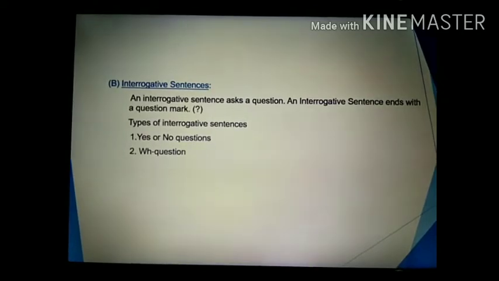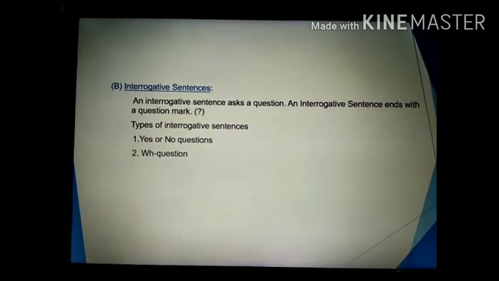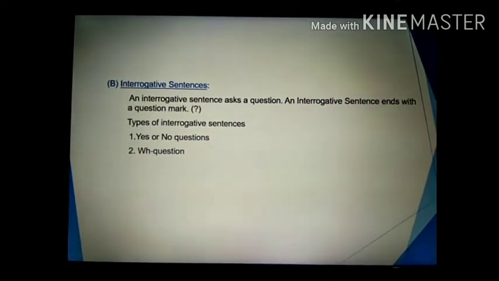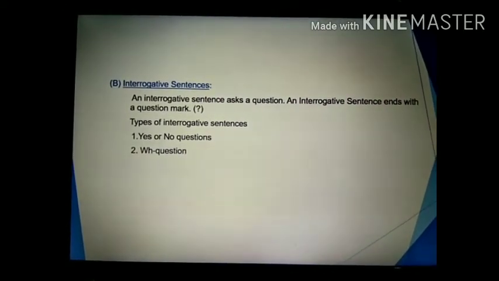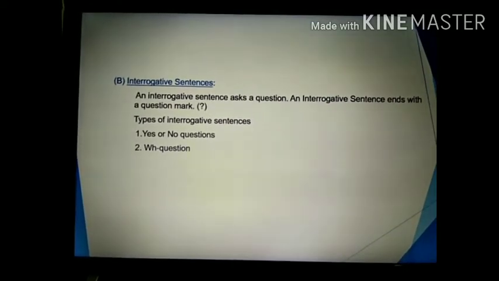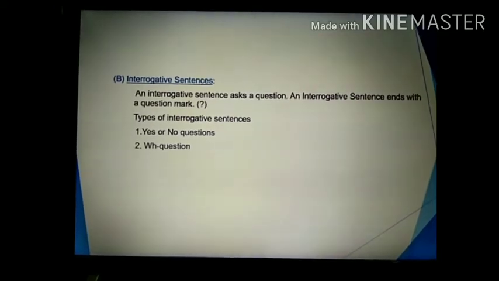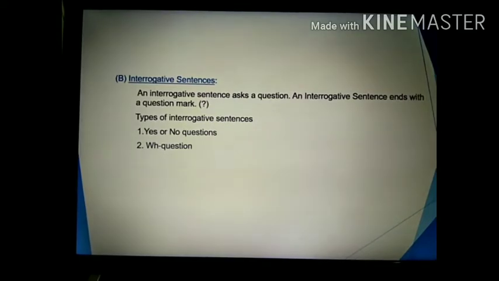Now, next in the series is interrogative sentences. Dear children, you all are aware of interrogative sentences. An interrogative sentence asks a question. An interrogative sentence ends with a question mark. That means interrogative sentences are those sentences which want to know something. They want to ask a question.